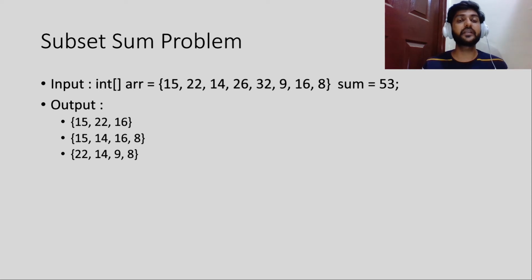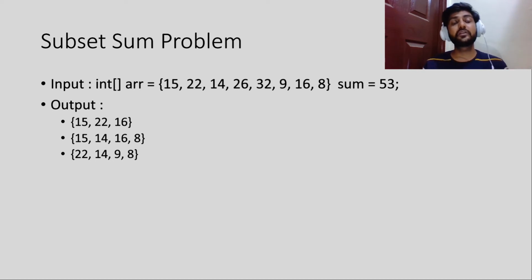So a subset is nothing but any random elements from the array that we can pick, and we need to get the sum. So here, let's say 15 plus 22 plus 16 will be 53. Similarly, we have one more combination: 15, 14, 16 and 8. This way we got three combinations, three subsets whose sum is the same as our given sum. So in this question, you need to print these three subsets. If you change the input, you can find more. So that is the problem, that is the question.